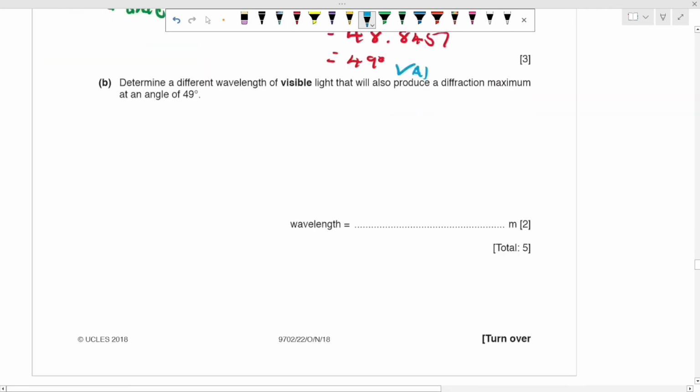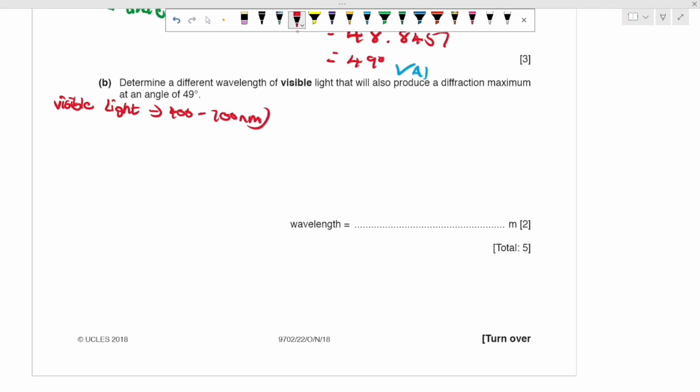Determine a different wavelength of visible light that will also produce a diffraction maximum at an angle of 49 degrees. What do we know? For visible light, if you were to open your Cambridge syllabus, visible light actually lies from 400 to 700 nanometers, and this is from your official Cambridge textbook. So we want to find a different wavelength of visible light that will also produce the same diffraction maximum at an angle of 49 degrees.